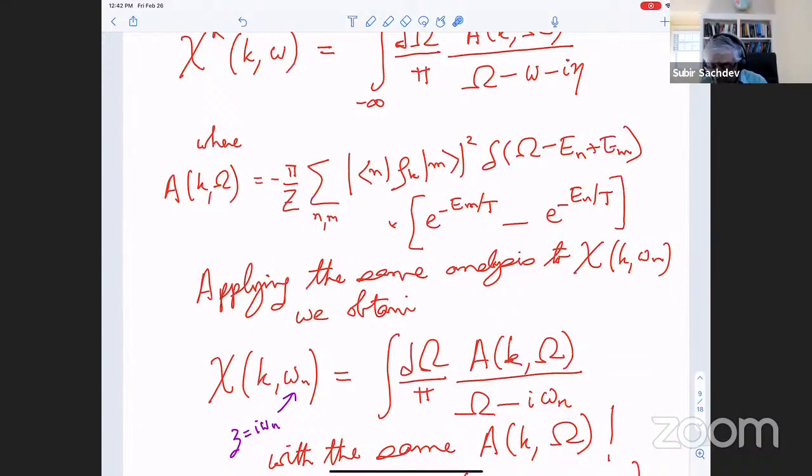So you have to then know this to figure out this. And that's not easy. Thousands of papers have been written on the inversion problem. It's what's called an ill-posed problem, in the sense that a very large error in A of k omega ends up making only a tiny error on this. In fact, there could be exponentially huge error on this at large frequencies, and it'll only make a very tiny error on the Matsubara frequencies on the left-hand side.